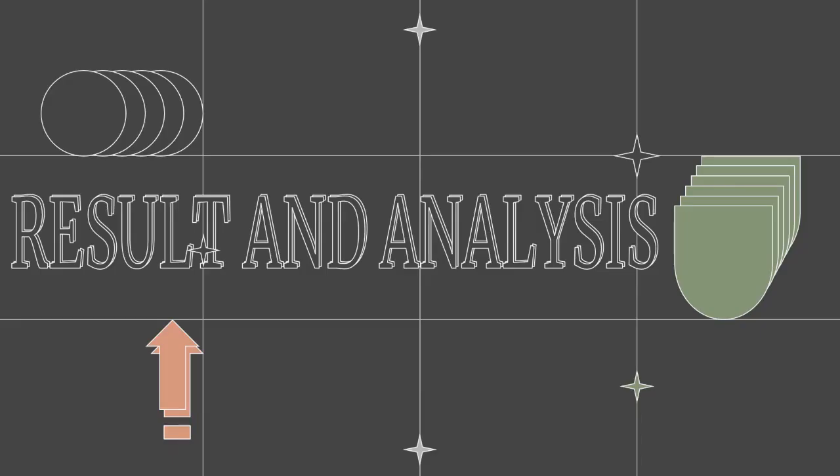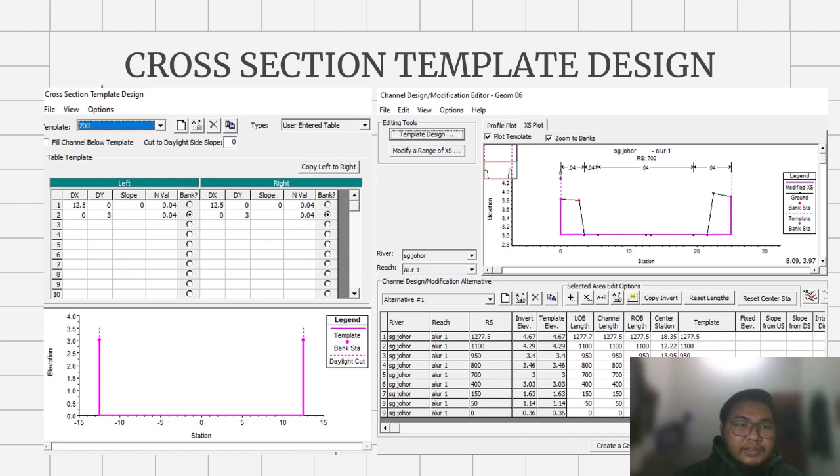Result and data analysis. Cross-section template design for sample using H700. By using the user-entered table, firstly, insert the data for the height, the width, and Manning. Then, the table will automatically generate the slope. You can see here that using the method of cut and fill, we are going to cut the original ground and fill the side area so that we can retain the water from overflow. And then repeat the same step for the other channels.